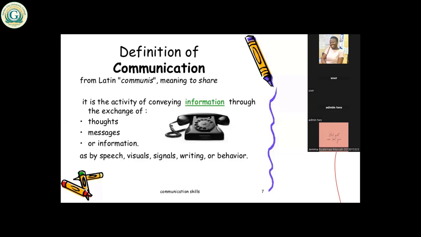As I was saying, communication is the activity of conveying information through the exchange of your thoughts, messages, or information. It can be by speech, as we are speaking now, by visuals, as we are doing now, and also by signals, writing, or the behavior of people.